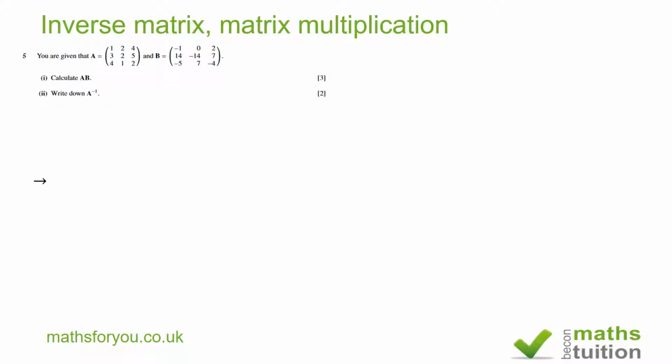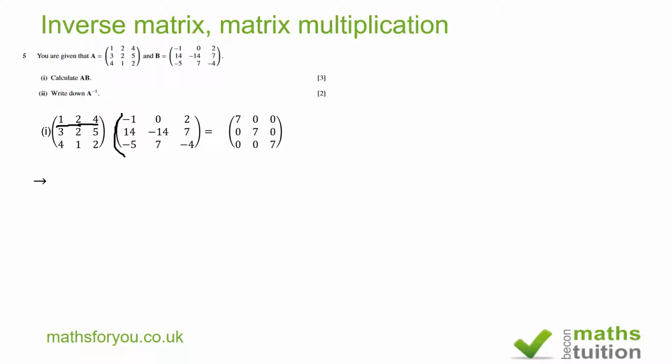Okay, so now if I multiply A and B, I get that. Now, to explain what I've done here, first I'm going to multiply this row and this column to give me 7 there. So what I then do is 1 times minus 1 is minus 1, 2 times 14 is 28, 28 minus 1 will give me 27, 4 times minus 5 is minus 20, and 27 minus 20 will give me 7, hence this 7 there. Sorry about the arithmetic.